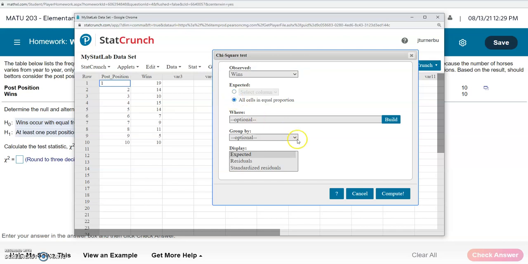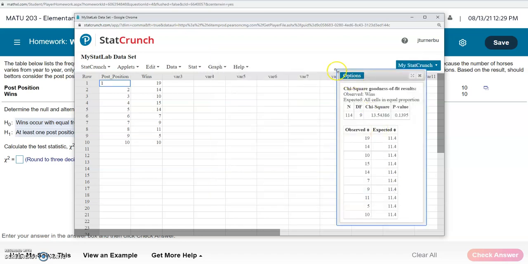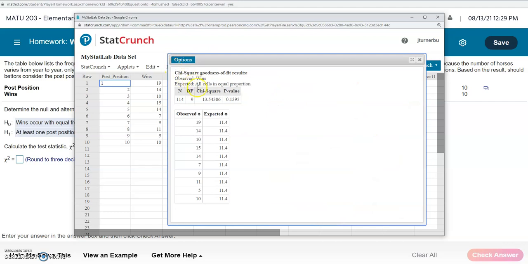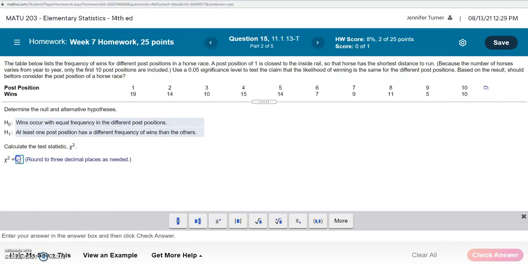That's all we need to do. So we're going to go ahead and click compute. And now we will have this information. The test statistic that we were asked for is right here. Chi-square is the test statistic. So I'm going to highlight and copy that number and bring it back over here and paste it.